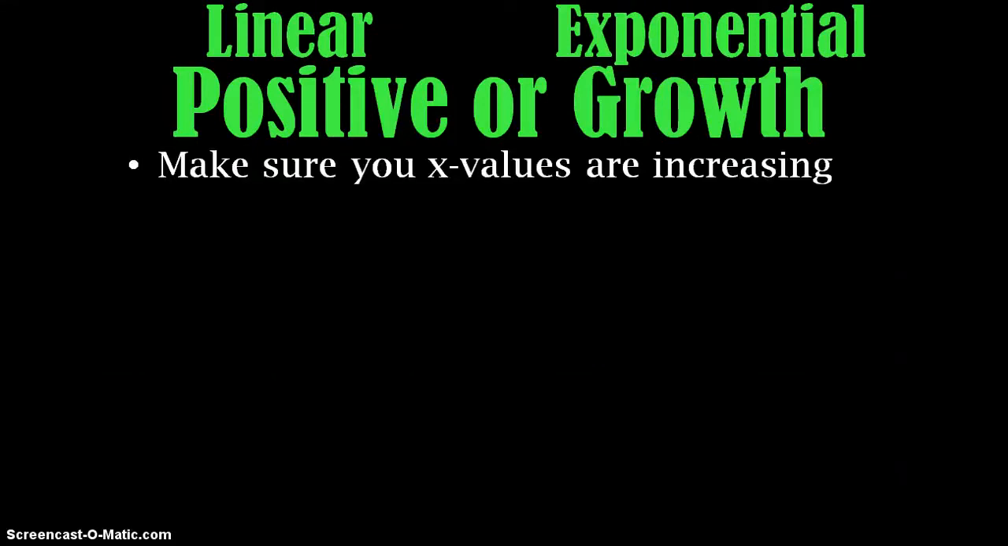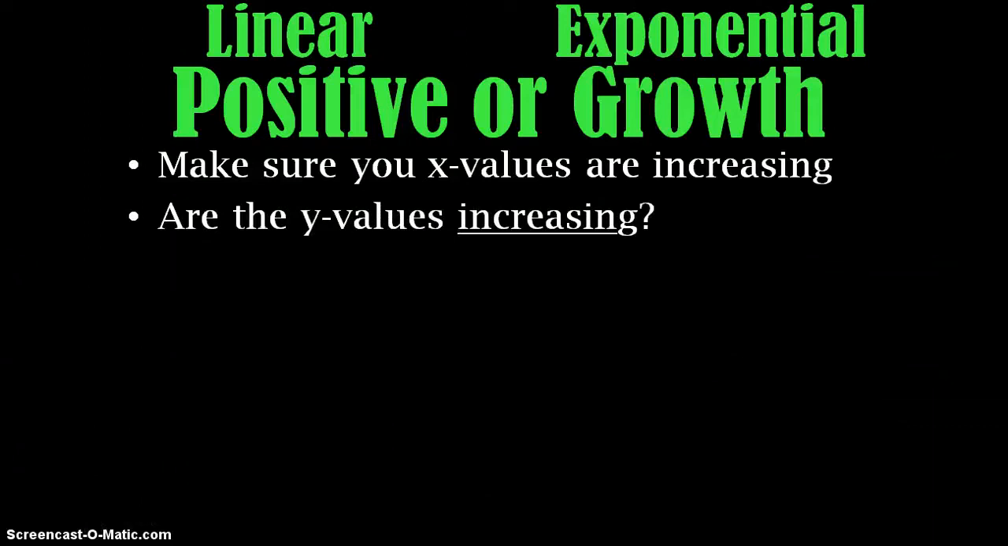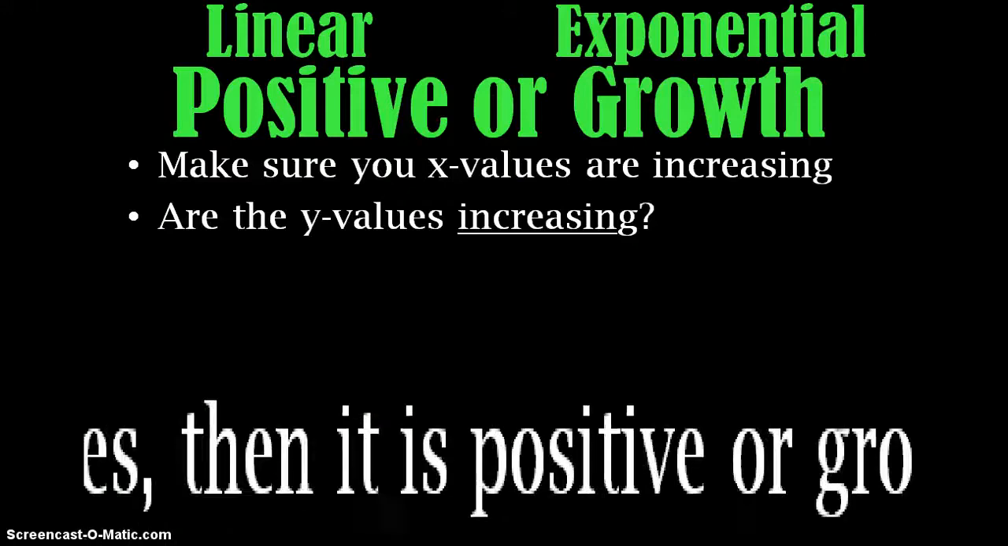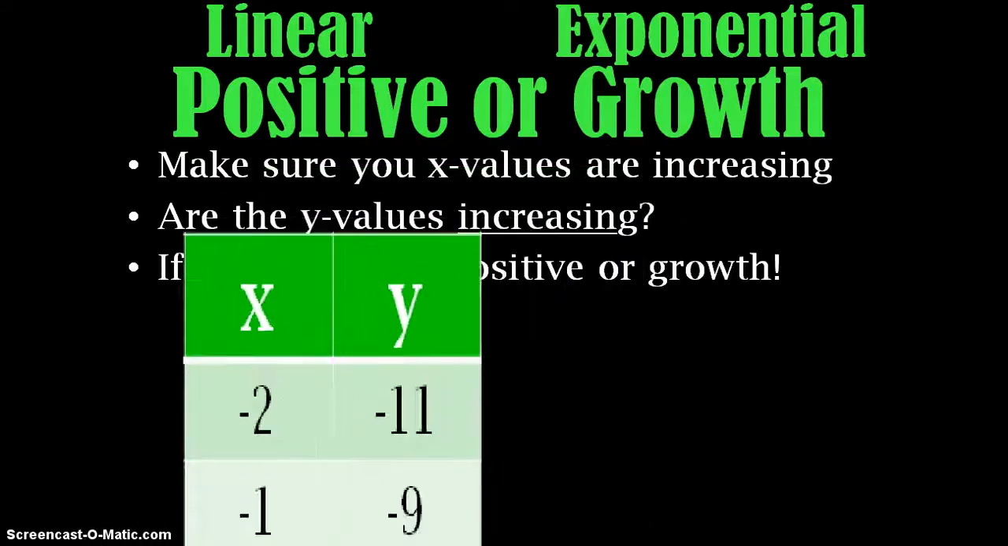Alright, so the first thing you want to always check is, are your x values increasing? So as you look from top to bottom, do the x values increase? If they do, then we can go on and look at the y values. Are the y values increasing? If the y values are increasing from top to bottom, then we have a linear positive or an exponential growth, depending on what the pattern of the y values are.